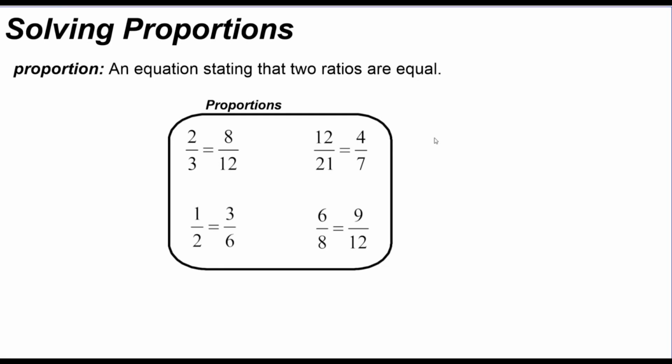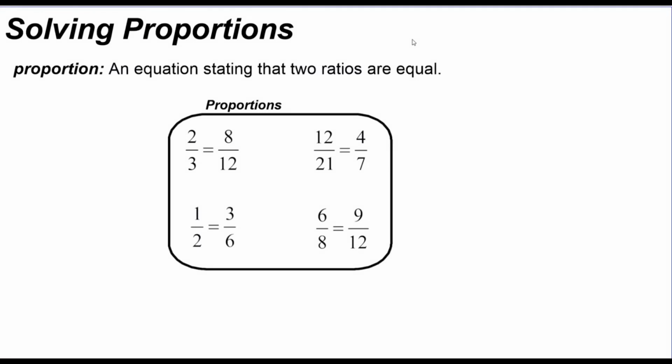All right, we've talked about proportional relationships the last couple lessons, and now we're going to talk about solving proportions. So when we have missing parts in relationships that we know are proportional, what strategies can we use to solve them? So a proportion is an equation that states that two ratios are equal. I've got some examples here of some proportions. It's basically just two equal fractions or two equal ratios.